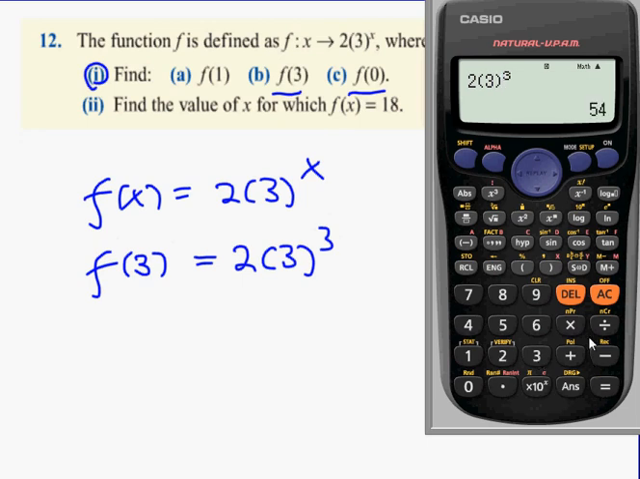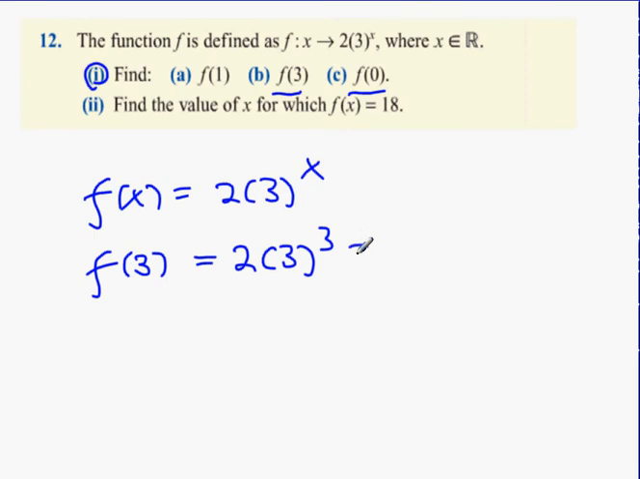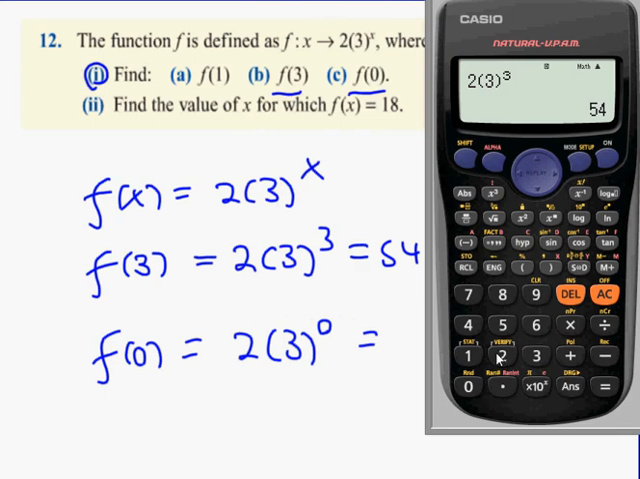You get 54. 54 is your answer. Okay. Next one's f(0). Once again, same deal. 2 times 3 to the power of 0. Go to your calculator. You might as well use it. The answer is 2.